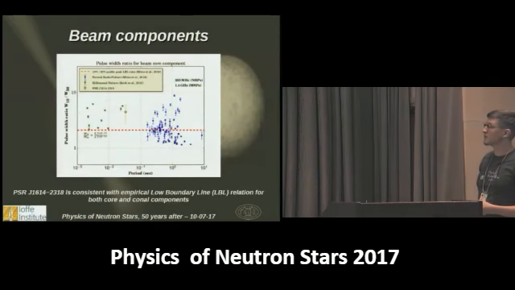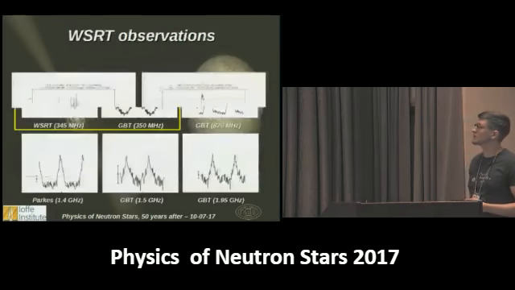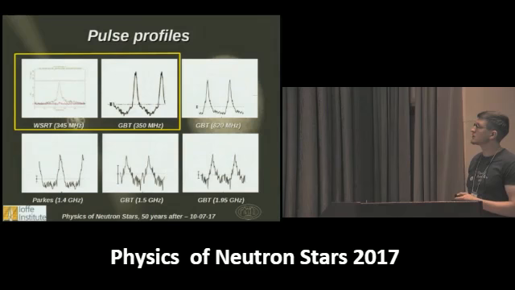Back to the beam components, as I said, since low frequency profiles have additional wings next to the main pulse, we think that there might be 2 different beam components present for this pulsar, which correspond to different regions of the pulsar magnetosphere, and they depend on the observational frequency. Normally, they are described by the pulse width, normally at 10% and 50% level of the main peak of the pulse. That is this width.